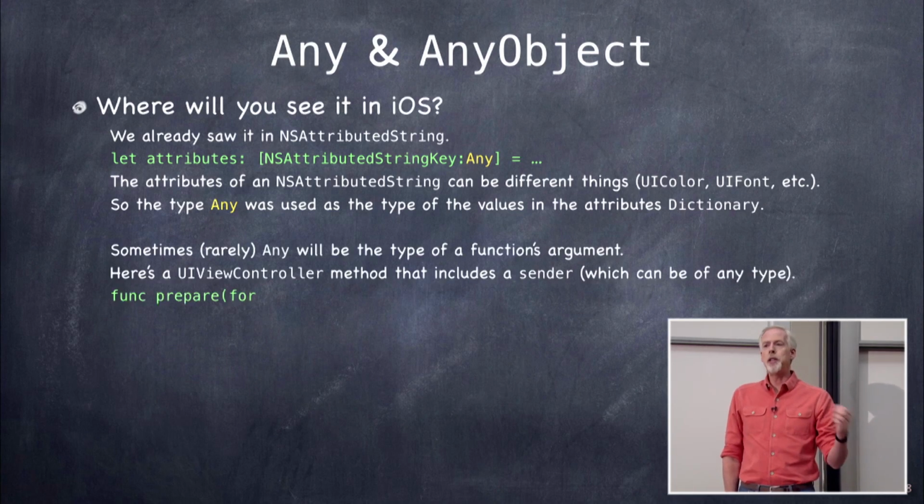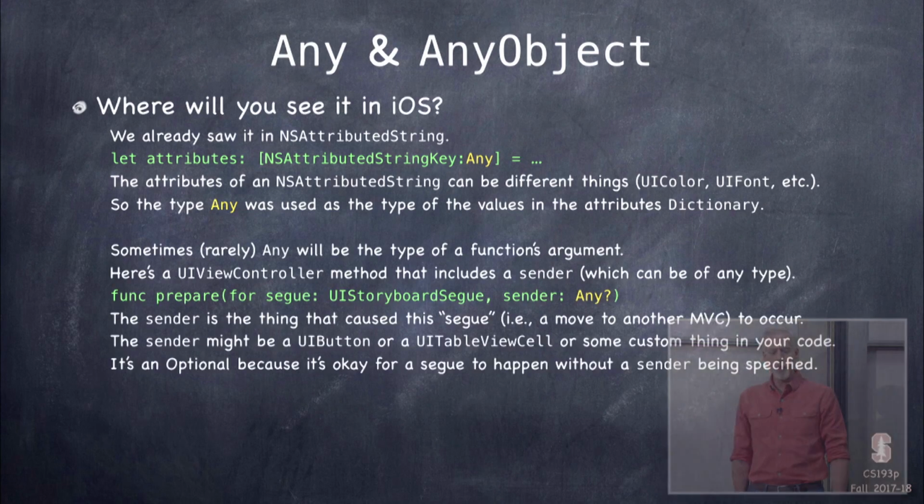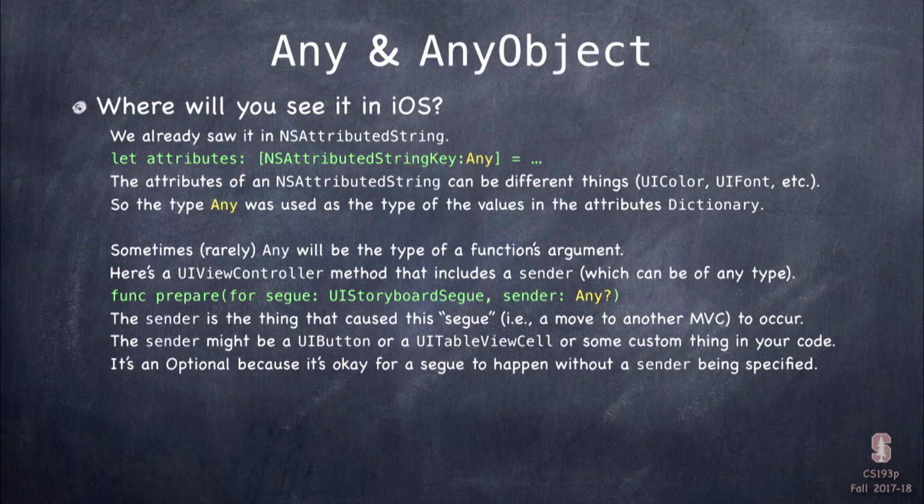Another place you'll see it is arguments to methods. Okay, so here's a method called prepare for segue. It's a UIViewController method, right? You know what a UIViewController is? We made one for Concentration. And I talked about when we do MVCs and we have multiple MVCs and they own a whole screen. Well, we sometimes transition from one MVC to another. And this prepare for segue, a segue is a transition from one MVC to the other. This gets called in a view controller when that transition happens.